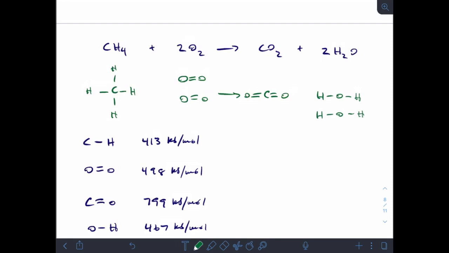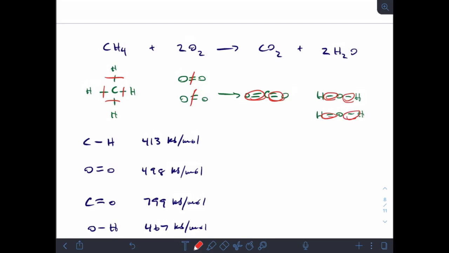Let's take a look at the bonds broken and the bonds formed. On the right-hand side of the equation, I have no carbon-hydrogen bonds, so I know for a fact that I'm going to break all of my carbon-hydrogen bonds. So break, break, break, break. I also have no oxygen-oxygen double bonds in my products, so I'm going to be breaking both of these as well. All of the bonds that we see in the products are brand new, so we're going to make that one, that one, that one, that one, that one, and that one.